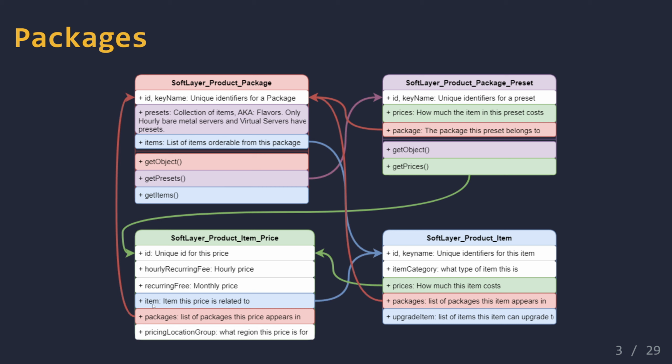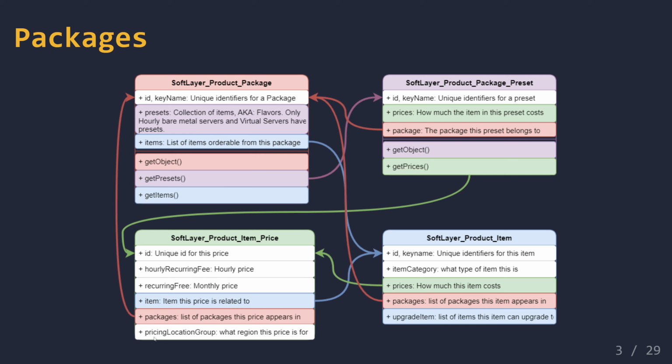It'll have an item it links to. So this price is for this item. It'll have a package. So this price is in this package. They'll have a pricing location group. That pricing location group is telling you where geographically this price is valid for. So there's a couple different things you need to know about this. First is if you see a pricing location group ID of null, that's going to be the default location group, and you can always place an order with that price ID because it's the default location, and the API will figure out, based on the location you're ordering in, which price ID to actually use.